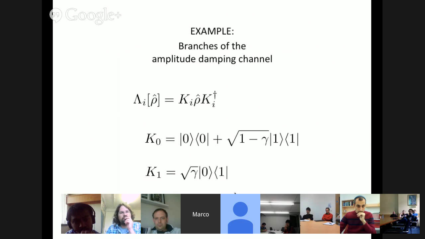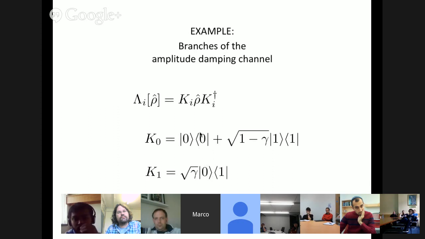So an example of a case where we have branches of an evolution where the individual branches don't form channels themselves is, for example, the amplitude damping channel. That's a very simple case where we have just one qubit. And in this case, we just think of the two Kraus operators that compose the amplitude damping channel as subchannels. Okay, one corresponding to the excitation, for example.